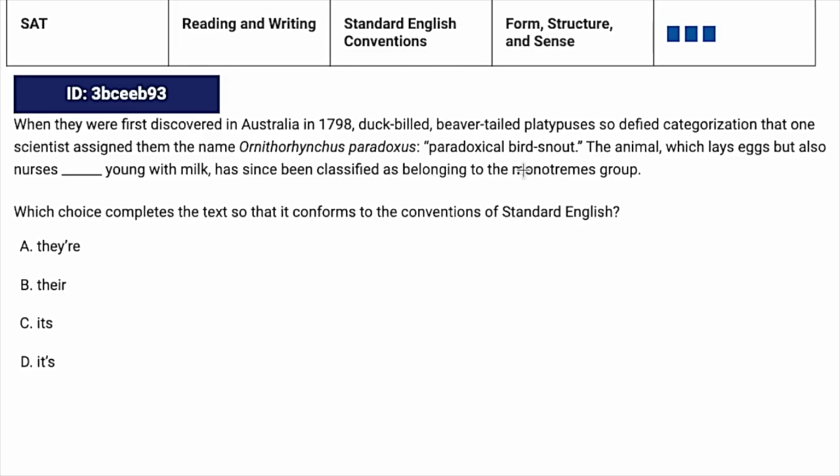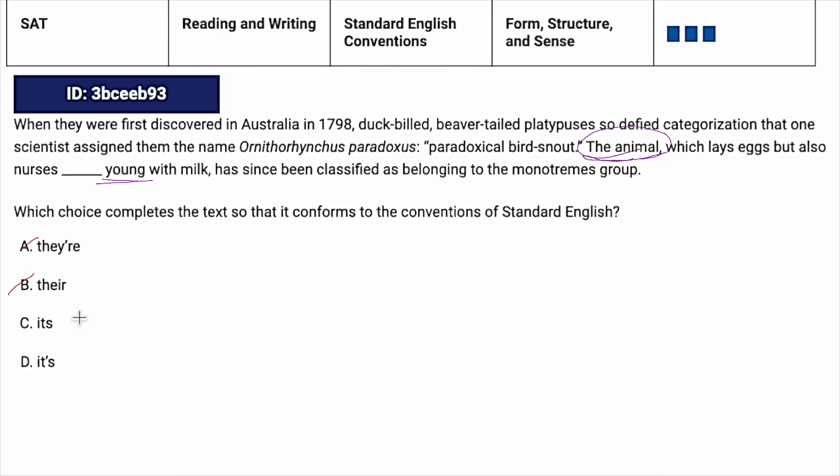The animal, which lays eggs but also nurses blank young with milk. Okay, so here it seems pretty clear to me that the antecedent is the animal, right? Nurses young with milk. Because it does say the animal, singular. So I would want it, right? Now, in this case, we have two different options, and both of them are its because we're saying it's young. It's young, the young that belong to it. It's young being its babies, basically. Then the question becomes which one of these its is the its that I want?